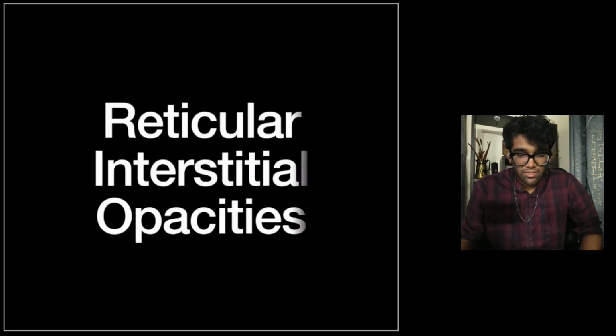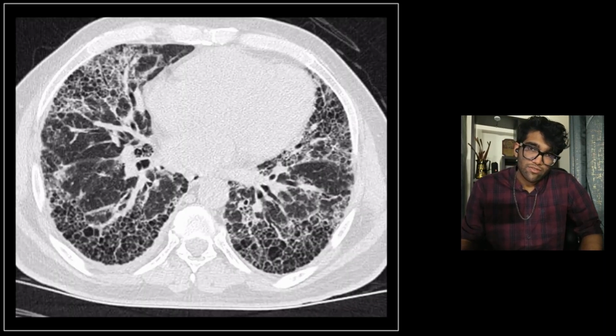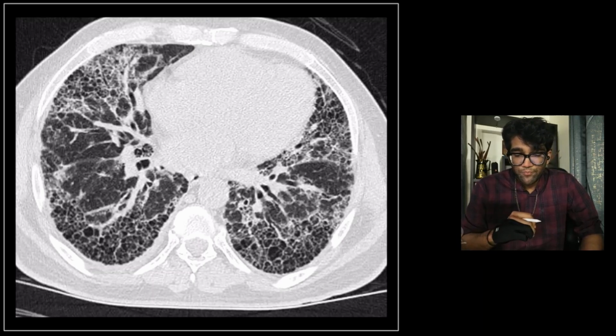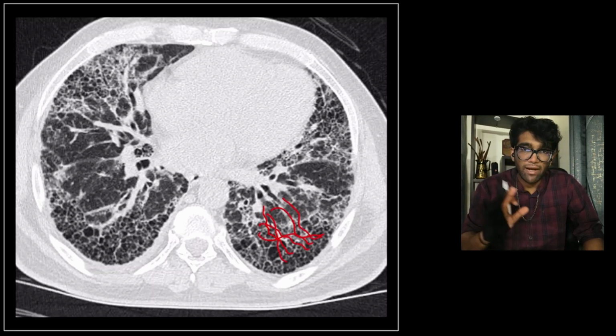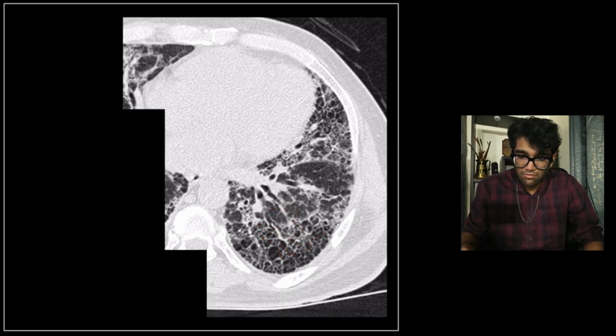Now coming to our interstitial opacities. First of all, what are they? They are opacities that highlight the pulmonary interstitium, which we've already seen is not normally visible on HRCT. So the first type is a reticular interstitial opacity. What you see is multiple lines that appear to overlap with one another like this, and they produce a net-like pattern. So reticular essentially means net-like.